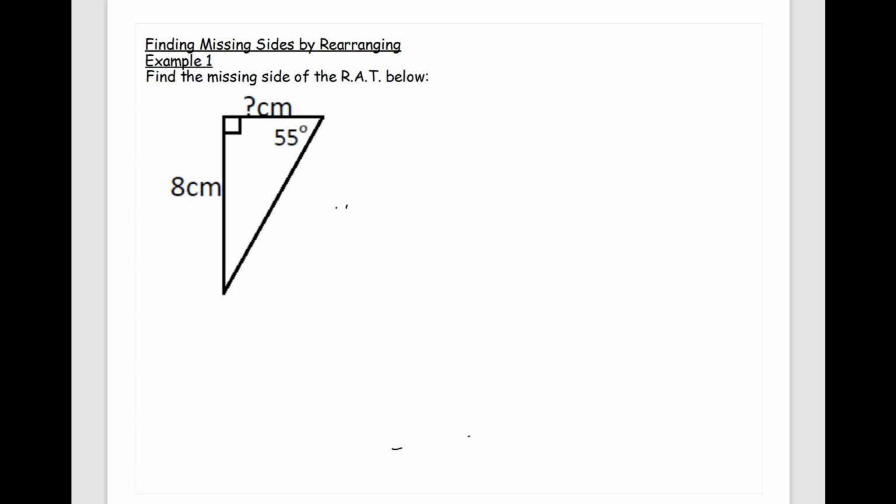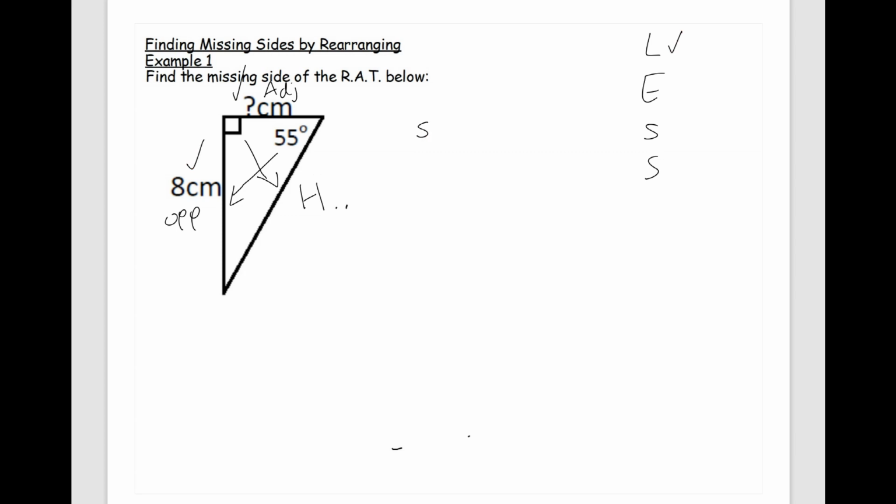Very often we need to rearrange our equations to find certain missing sides. So we start off, less is more. We begin by labeling the right angle triangle, hypotenuse, opposite, and adjacent. And what I'm going to do now is just tick off what we have and what we want. I want the adjacent and I have the opposite, so I'm going to tick off.